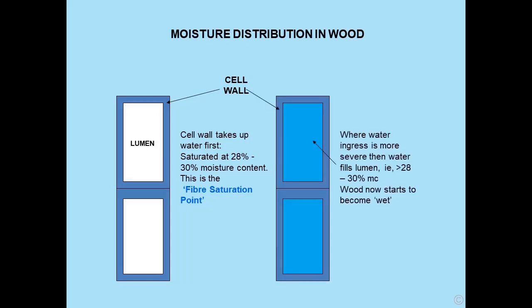However, if there is an excessive source of water, then water starts to fill the boxes and the tubes itself. It starts to fill the lumen, and this is where we get moisture contents in excess of 28 to 30%. This is where the wood now starts to become wet, and it's really at this stage it becomes excessively vulnerable to the initiation and development of fungal decay.